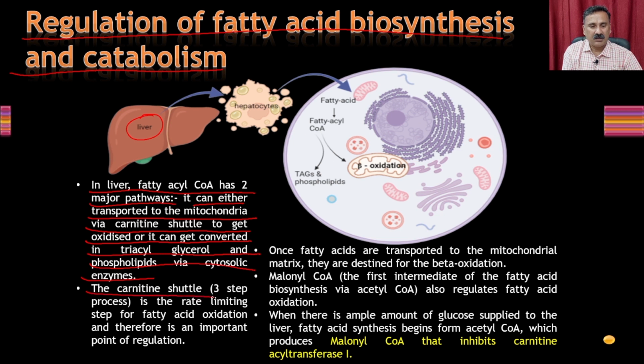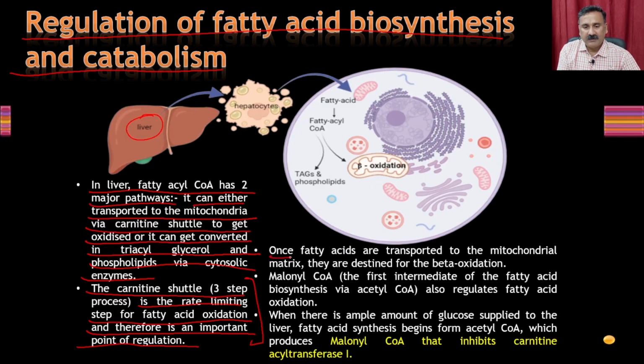The carnitine shuttle, the 3-step process that we have already discussed, is the rate limiting step for fatty acid oxidation, and therefore it is an important point of regulation. Which means as soon as the fatty acid enters inside the mitochondria, it is going to get oxidized, right? So the carnitine shuttle, where you utilize two different enzymes and the carnitine protein, is the rate limiting step, so the more fatty acid that is delivered inside the mitochondria, the more it is going to get oxidized eventually.